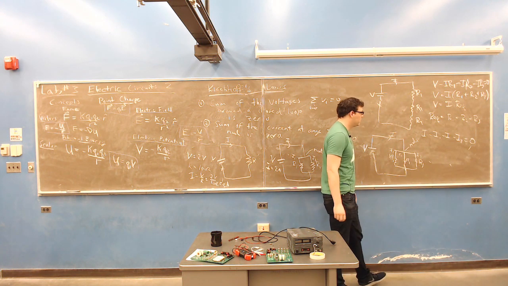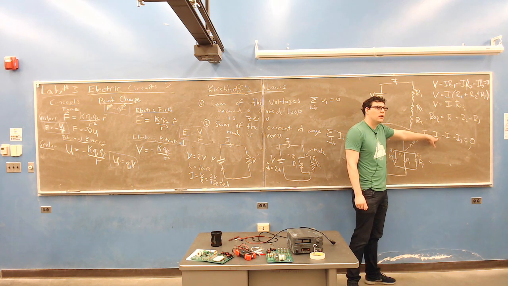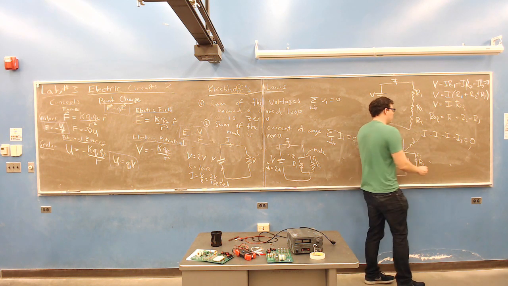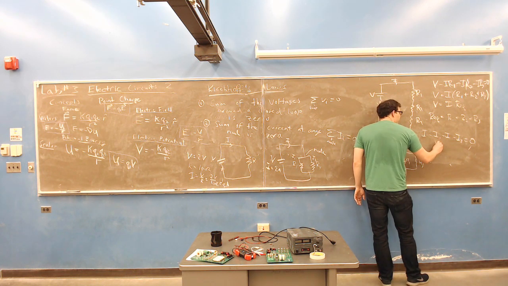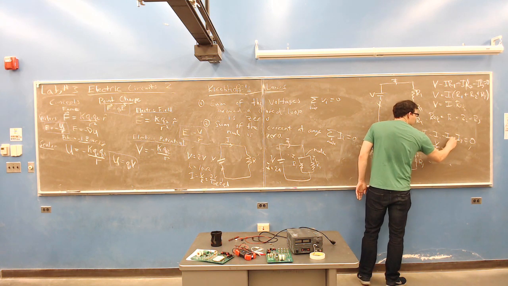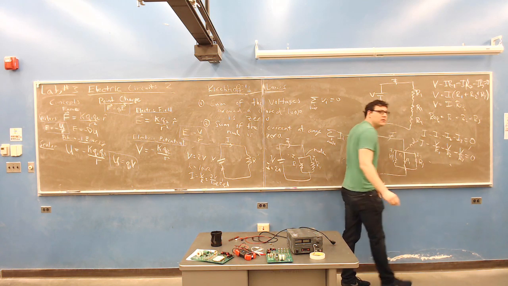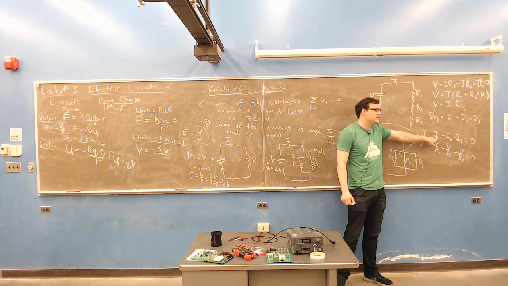0. But what is I1? It's V over R1, right? So I'm going to write I minus V over R1, then we got minus V over R2 minus V over R3. Does everybody follow? Any questions on what I'm doing here? I'm just applying Ohm's law to these I's.